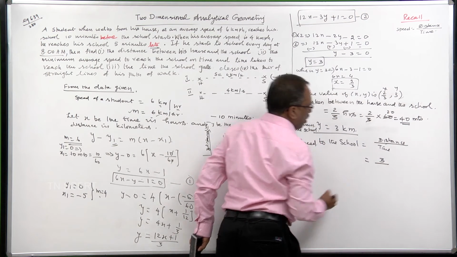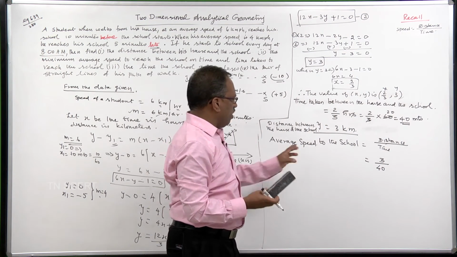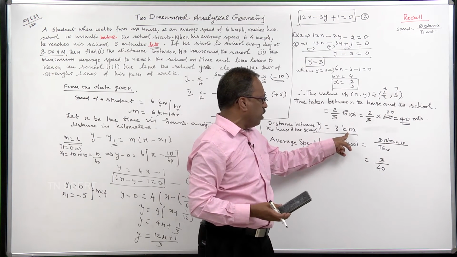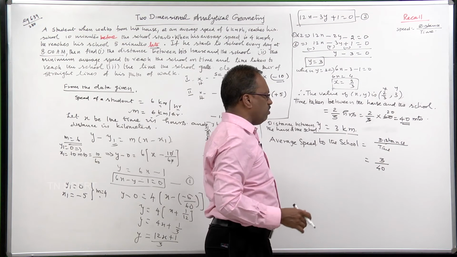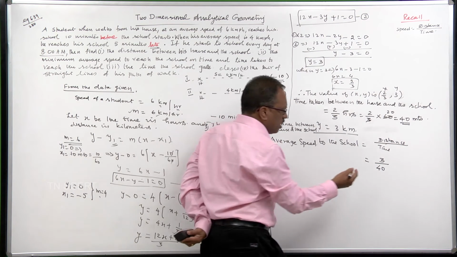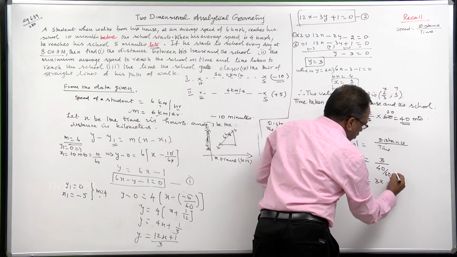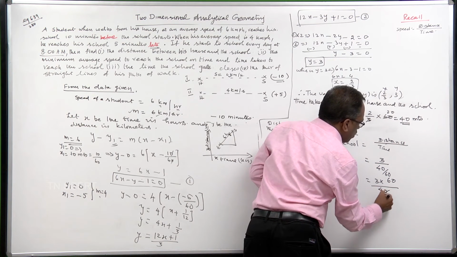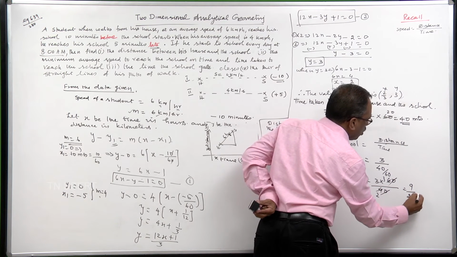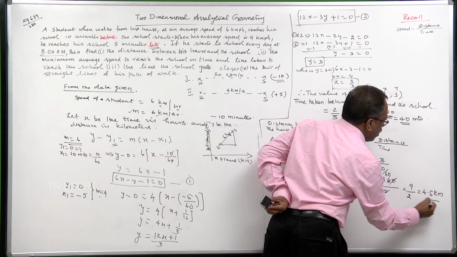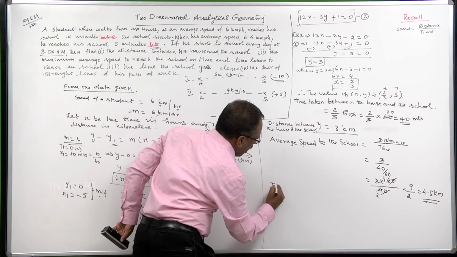What is the time taken? He has taken 40 minutes. Remember that. The average speed to the school is distance, how much he has covered, 3 kilometers, divided by the time taken to the school, 40 minutes. So we have to convert this. 40 minutes, you have to divide by 60, so that means 40 by 60. So that means 3 into 60 by 40. By simplifying this, it is 9 by 2, that is 4.5 kilometers.